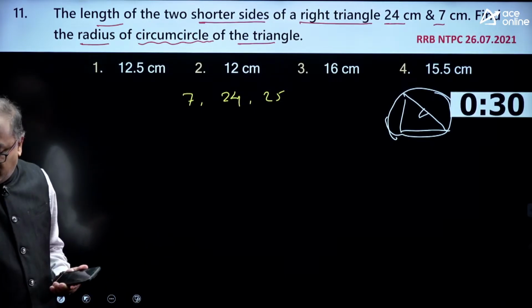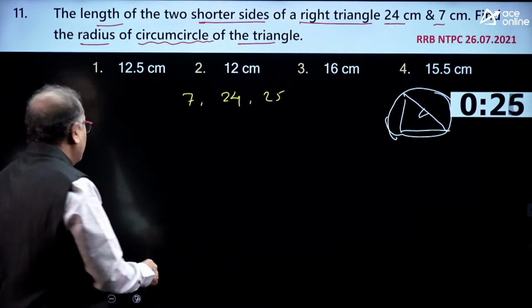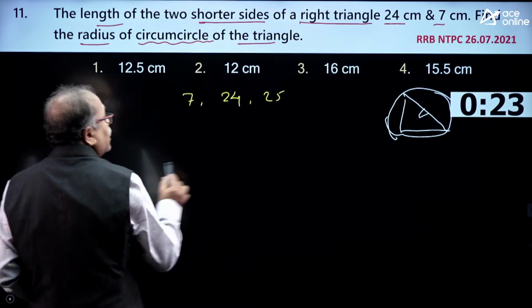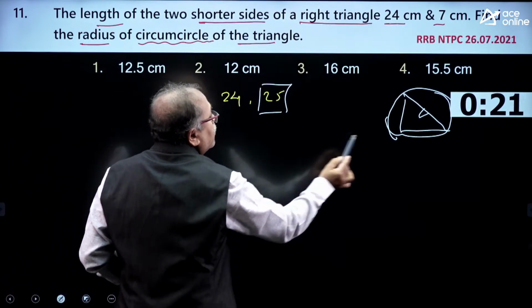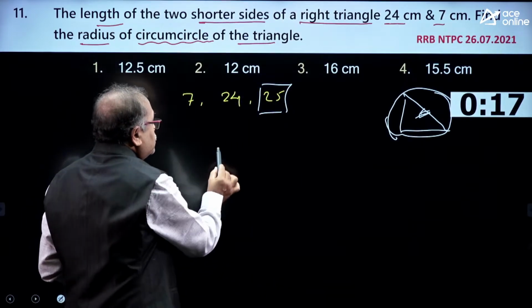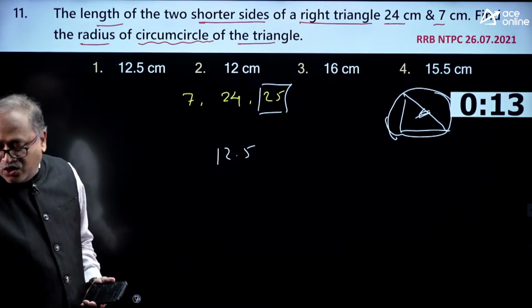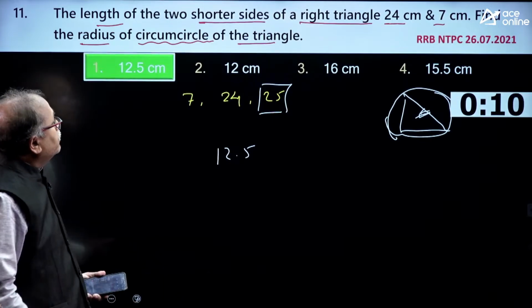So I don't think you need the time. 12.5. That's right, because I noticed that this is the hypotenuse, and half of the hypotenuse is the radius in case of a circumcircle. So that is 12.5. Beautifully answered, and for 12.5, your option choice is 1.